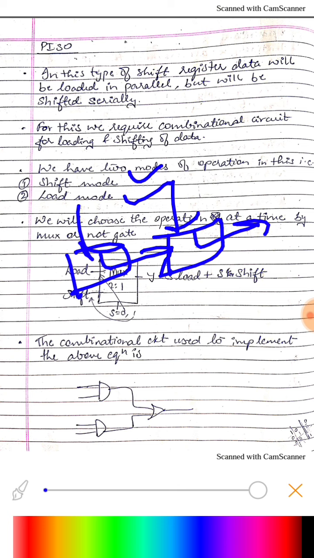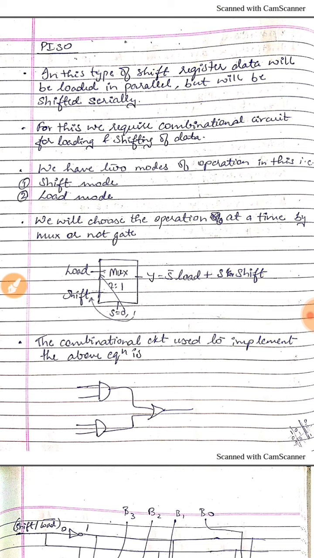Okay, and we can feed the data parallelly into all the flip flops. If we need to store 4 bits, we will need 4 flip flops, and we can extract the data serially. Okay, so let's see how it will be done.